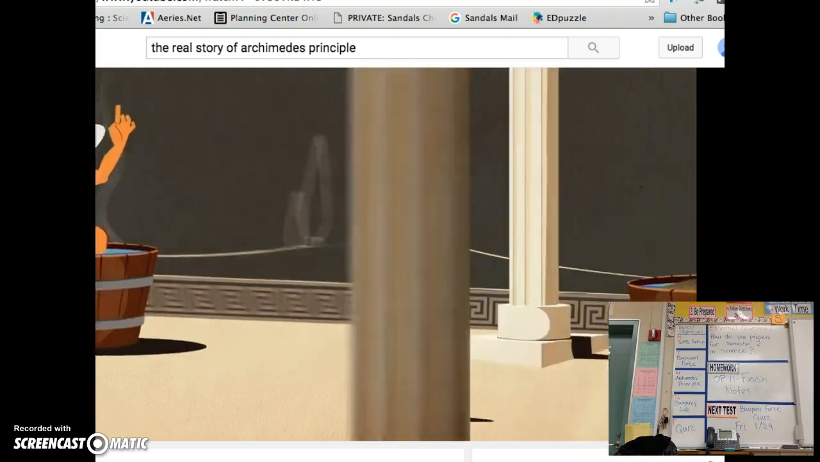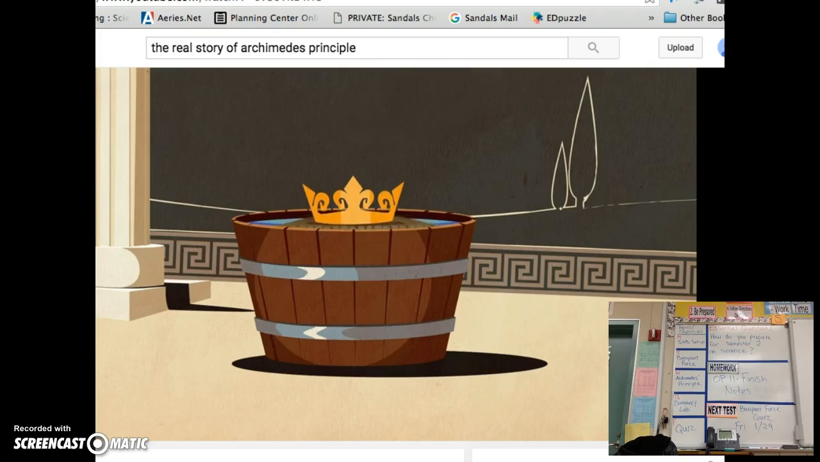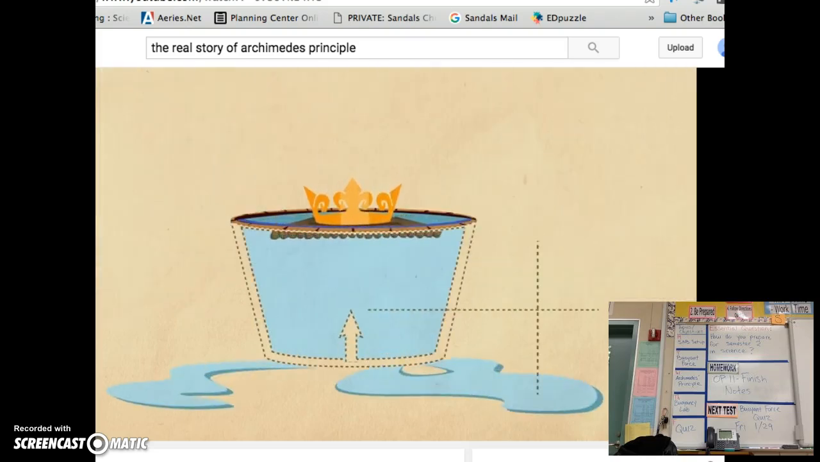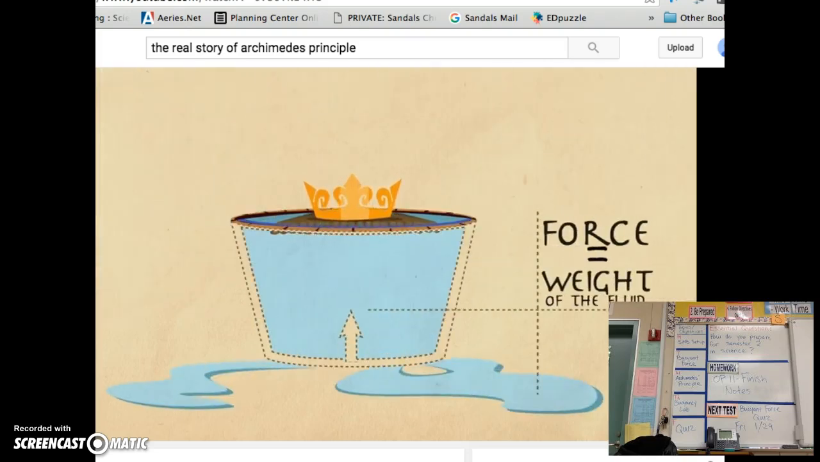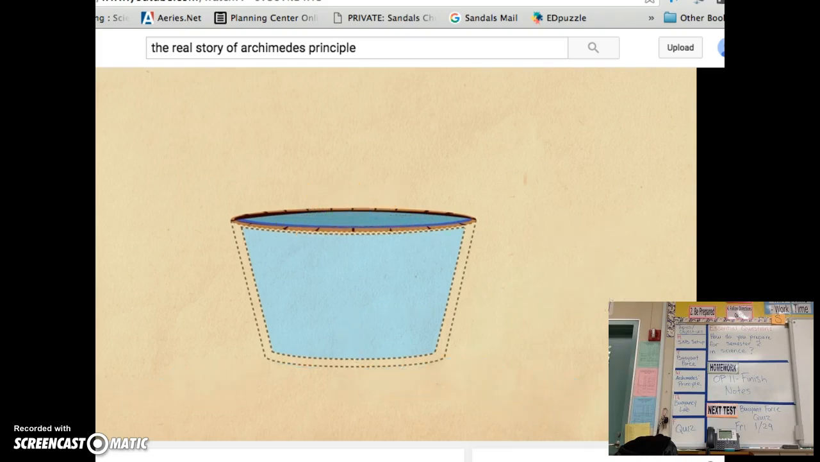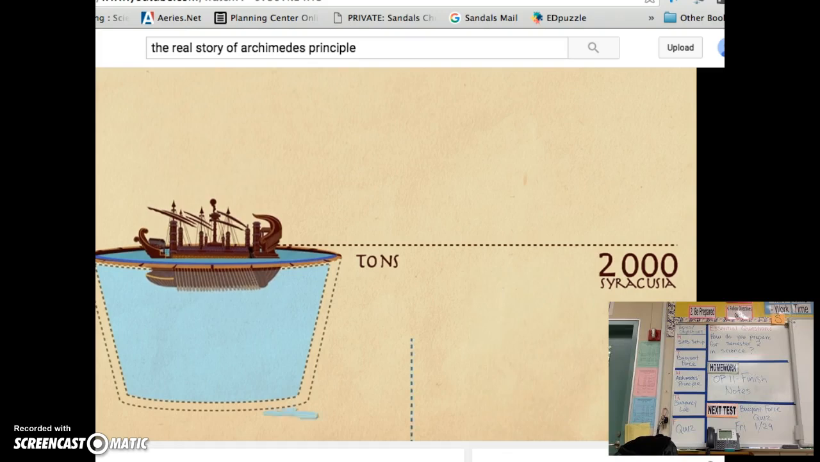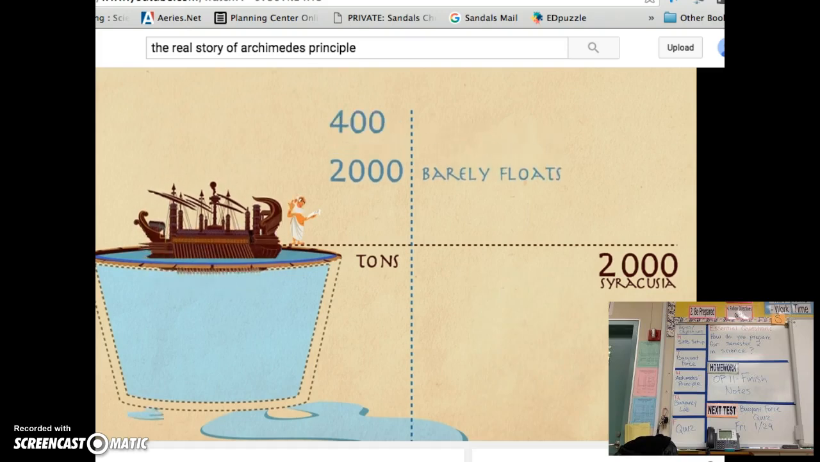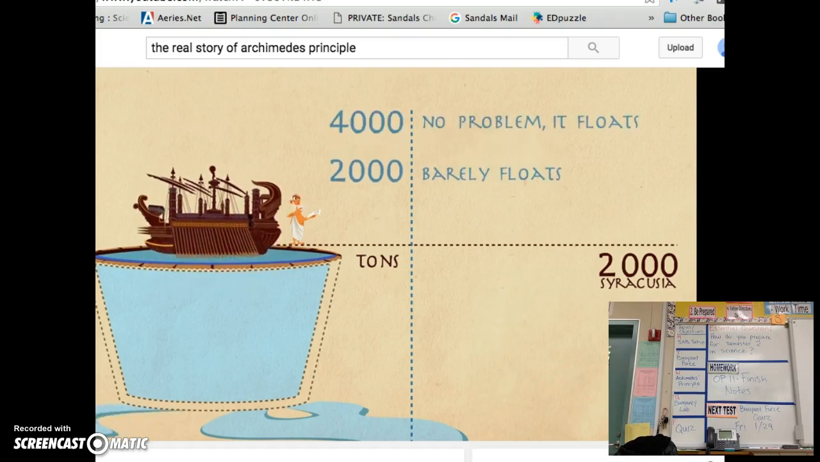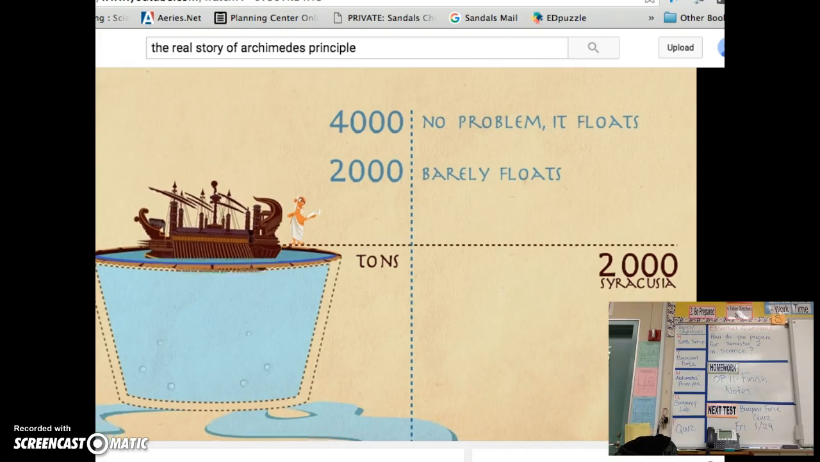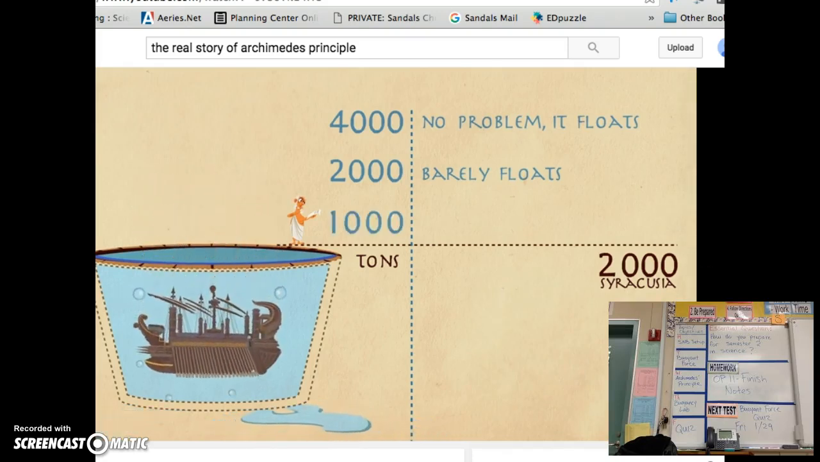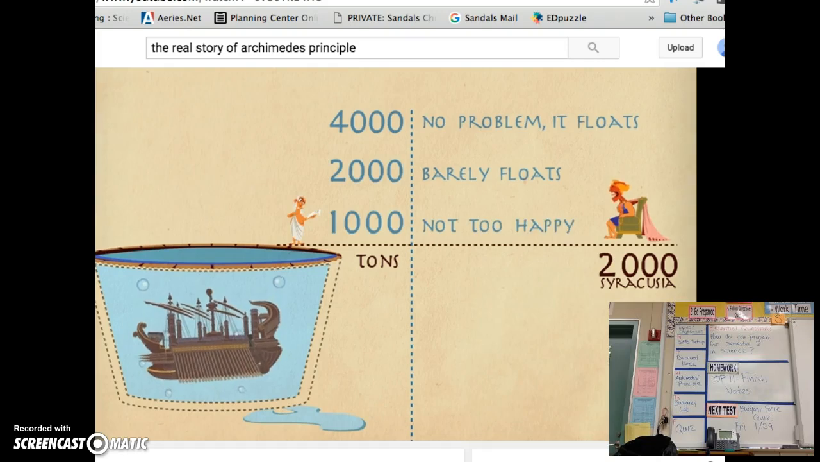inspiration came to him. An object partially immersed in a fluid is buoyed up by a force equal to the weight of the fluid displaced by the object. In other words, if a 2,000-ton Syracusia displaced exactly 2,000 tons of water, it would just barely float. If it displaced 4,000 tons of water, it would float with no problem. Of course, if it only displaced 1,000 tons of water, well, Hieron wouldn't be too happy.